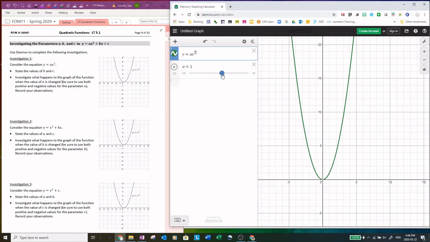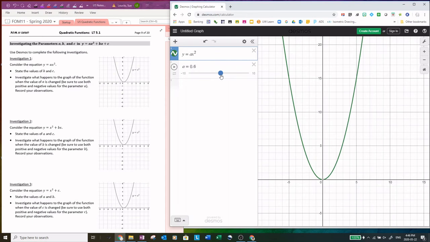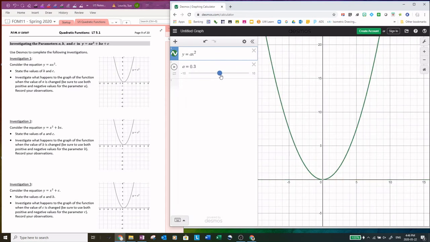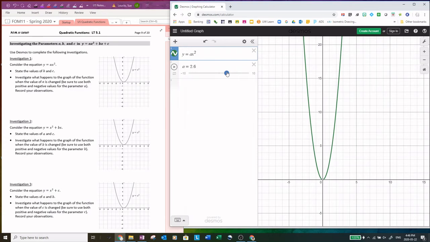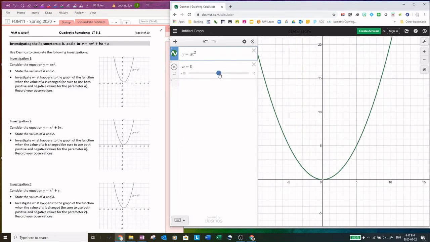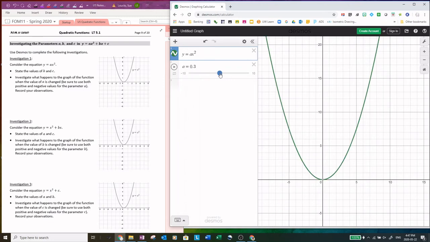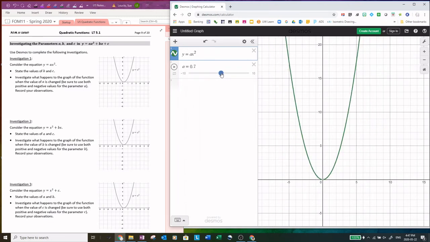Then I can take this button here and slide, and it's changing my values of a. So this is the graph when a equals 2.6, so it's y equals 2.6x squared, and this is y equals 3.1x squared. And then I can go down, and what happens? So you can play with that, and then you'll do this. So what did we notice?